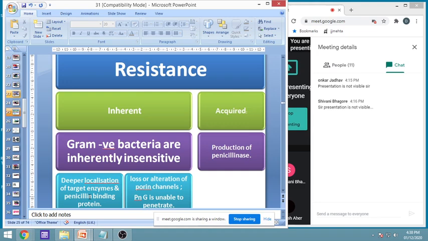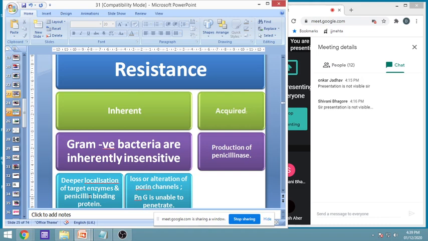This is another mechanism. For example, we have seen that ampicillin and amoxicillin are active against gram negative bacteria, but after some time there is resistance. The first thing was the deeper localization, which was natural, that is fine, but then there can be loss or alteration of the porin channels. So penicillin G is unable to penetrate into this. Another acquired mechanism is the production of penicillinase, and secondly, change in the porin channels can also be acquired. These are the various acquired mechanisms, particularly when the drug was effective earlier.